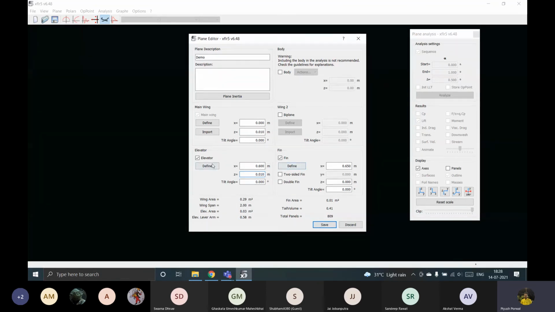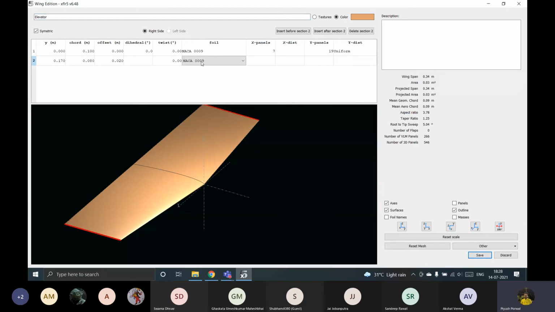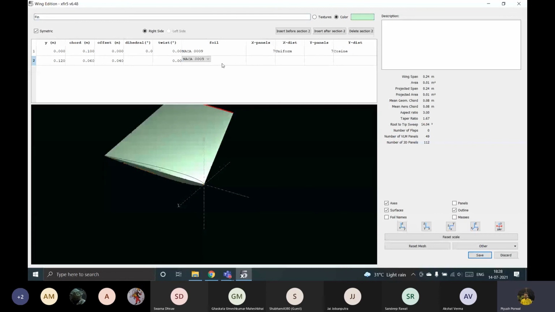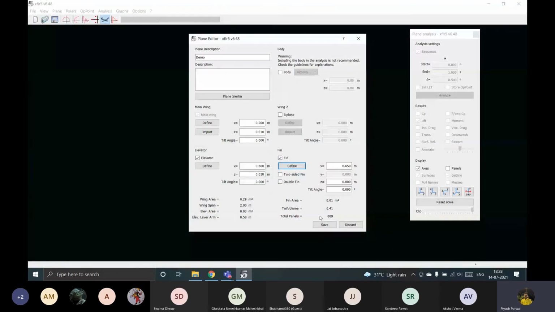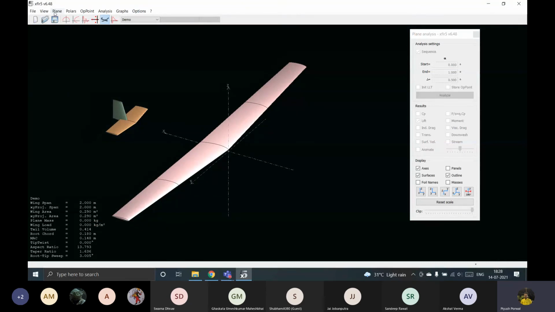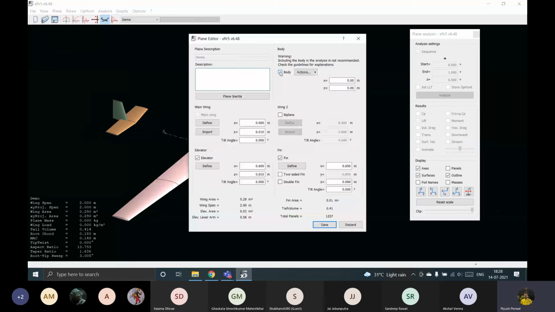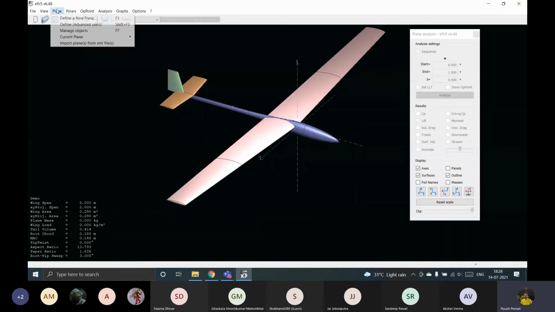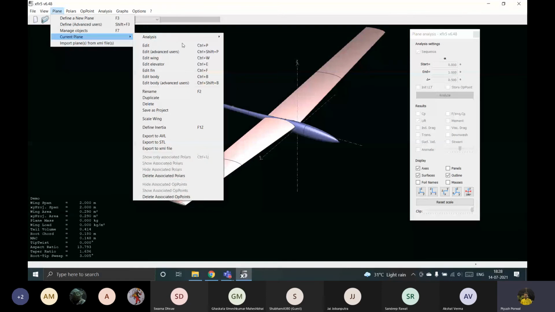So yeah, this is how you can define the elevator. You can choose the symmetrical foil in the elevator. I will not be changing the data. You can change the data according to your mission requirement and all. You can define the fin as well, the symmetric airfoil part. And this is how you define it. So your plane is here. You can also add a body in the plane as well. From here you can add the body. This is how the body is added. You can change the body as well, but to do the analysis, we will just remove the body.